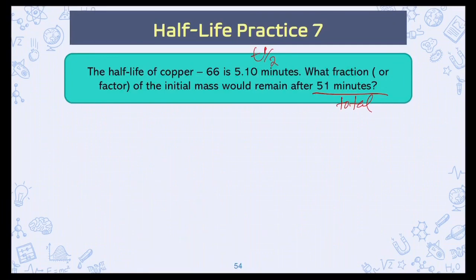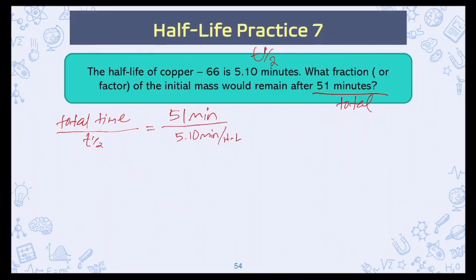So once again, we're going to take our total time and divide that by the amount of time in 1 half-life. That would be 51 minutes divided by 5.10 minutes in a half-life, per half-life. So if you divide those on your calculator, hopefully you will see that 10 half-lives is the amount of time that will pass, or 51 minutes is 10 half-lives.